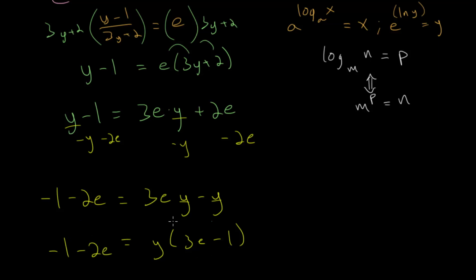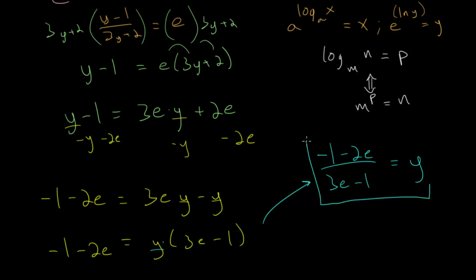Now our last step is to isolate y. So we need to cancel out this multiplication. And we can do that by dividing each side by this expression, 3e - 1, so that we get (-1 - 2e)/(3e - 1), and this is equal to y. So this should be our solution.